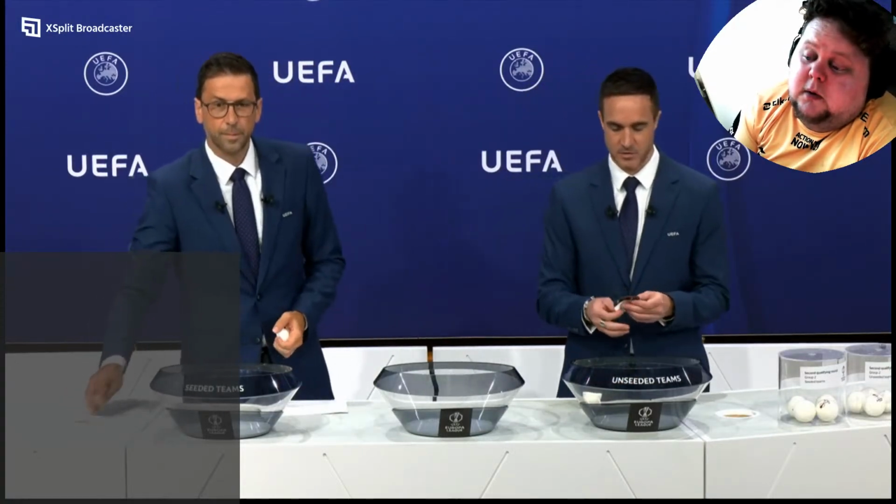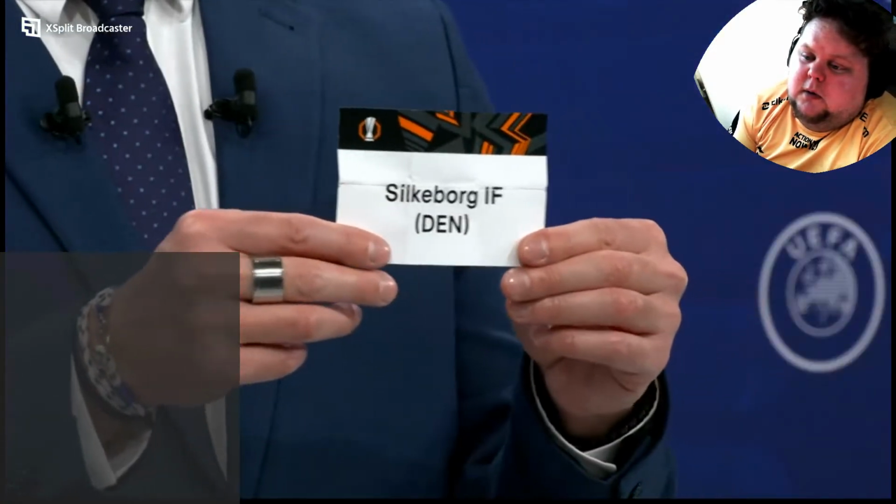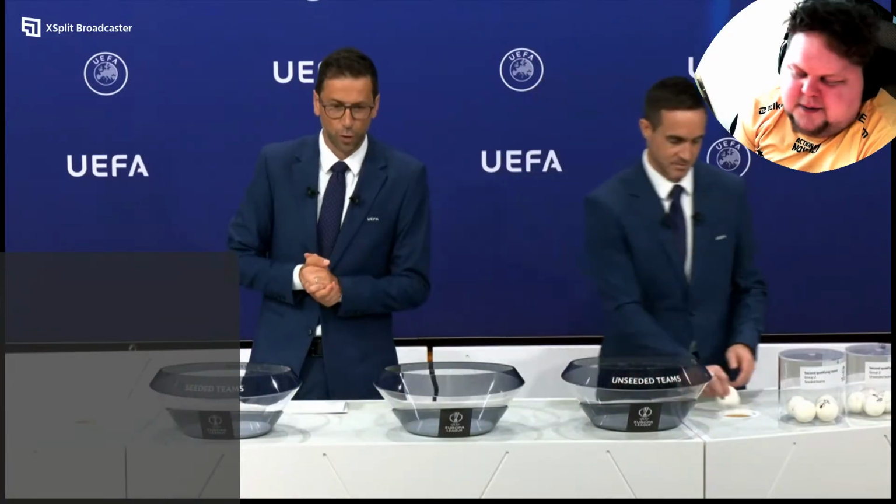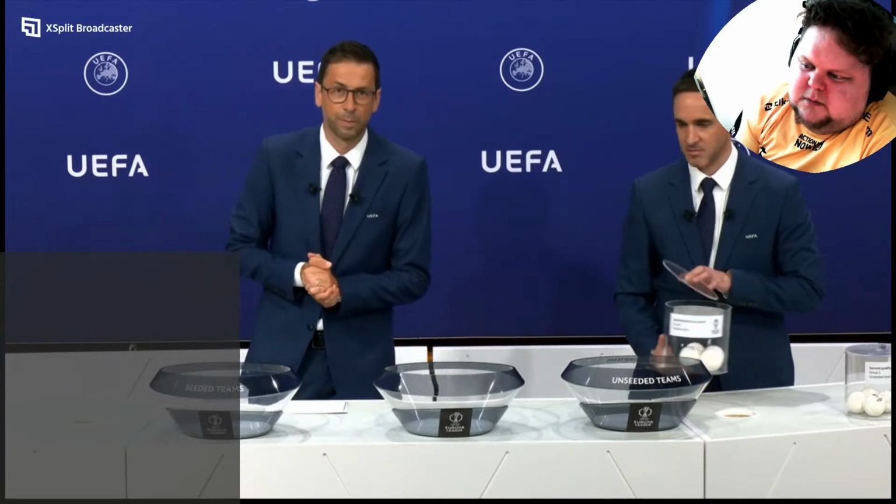And their opponents, of course, if you're following along, no surprise, will be Silkeborg EF from Denmark. That is so interesting. This concludes Group 1. Some exciting ties here. Now we prepare Group 2.